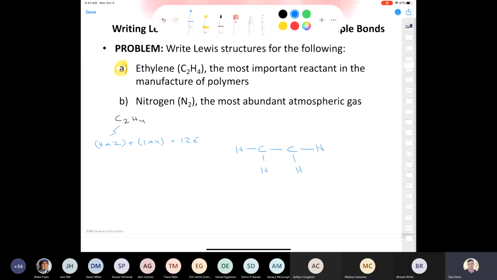Now, do the 2 carbons both have an octet? Yes. 1, 2, 3, 4, 5, 6, 7, 8. Good. 1, 2, 3, 4, 5, 6, 7, 8. Also good. So both of those carbons have a complete octet. Let me just show you. And so this is a perfectly legitimate Lewis structure. If you wrote that down, I'd give that 100%.